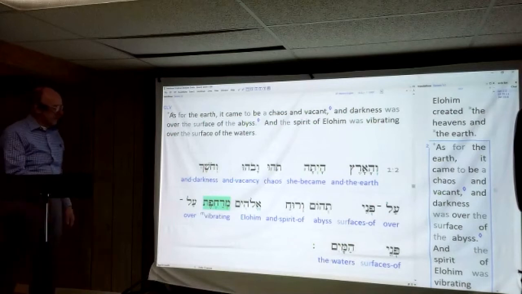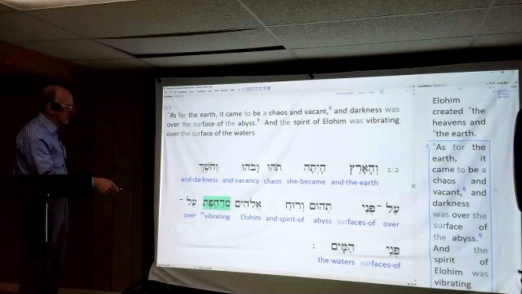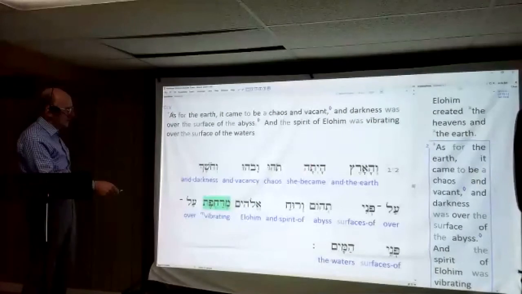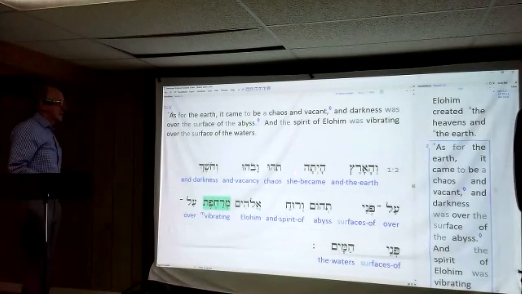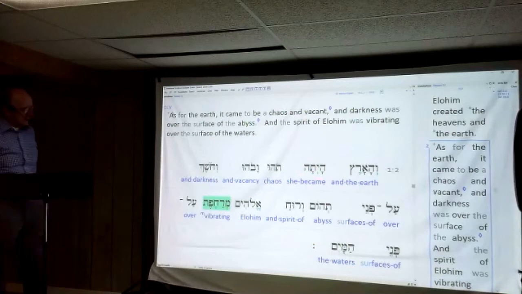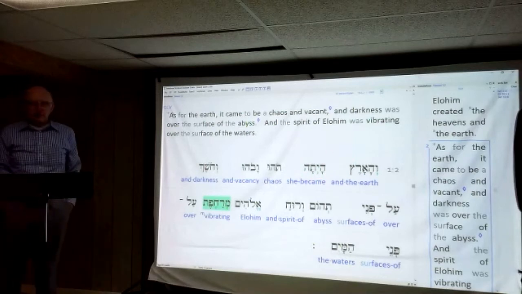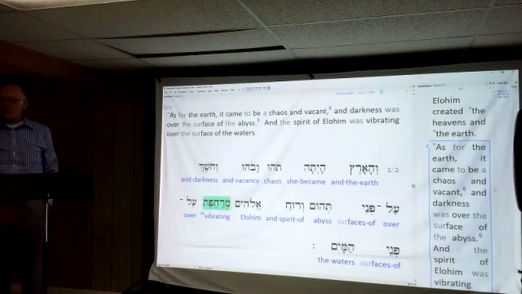Because the to be verb right here has the feminine ending added on it. It shows direction, but it also shows a feminine ending. So the word has a feminine ending. That's not unusual. In fact, this is why the rabbis say that the Holy Spirit is the feminine aspect of God. I've heard that. Yeah. This isn't the only place, but this is one of the places.